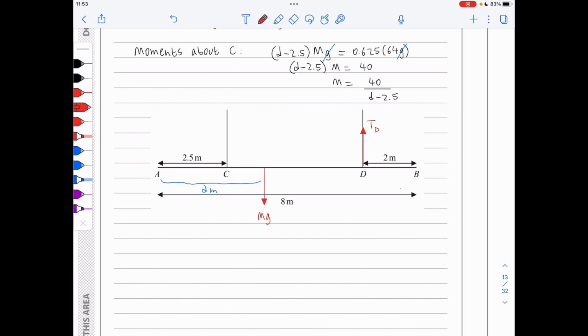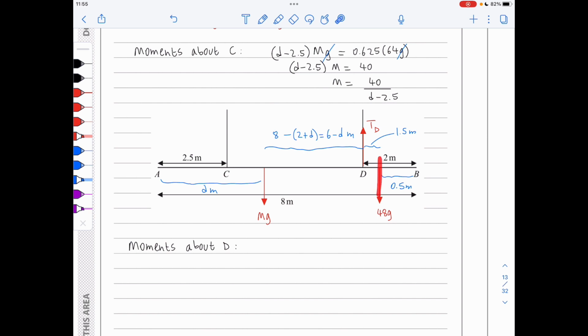We have the second gymnast with a mass of 48 kilograms, so 48g acting here. This is at a distance of 0.5 meters from B. This means that the distance between D and the gymnast is 1.5 meters, 2 minus 0.5. And we also have that the distance of the center of the mass to point D can be found by doing the total length of the beam, which is 8, minus the d, which is this part here, minus the 2, which is this part here. So it's 8 minus 2 plus d, and this is 6 minus d meters. We'll now take moments about D to determine another equation that connects d with M.